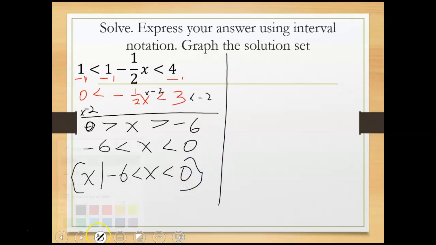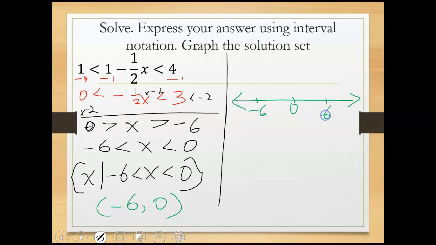And then let's put it in set notation. Both of them are open, so negative 6, 0. And then if we do our graph, we have 0 somewhere, and then we have negative 6 somewhere. If you like, we can put other numbers, but you don't have to. So both of them are open, at negative 6 and at 0, and the solution is in between there.